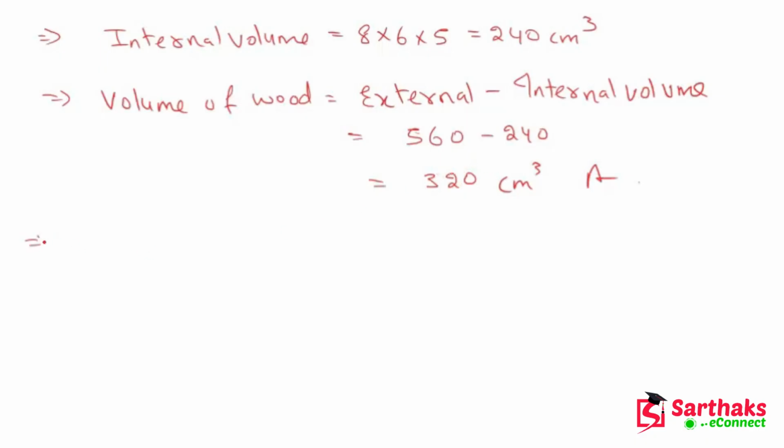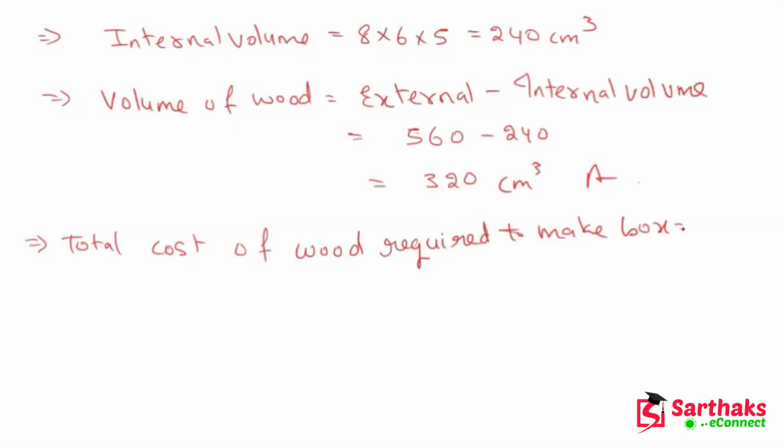Now the total cost of wood required to make the box. We know that for 1 centimeter cube the cost is 2 rupees. So for 320 centimeter cube the cost is 320 into 2, so we get rupees 640. So this is our result. Okay, my dear friends, I hope you understand these things.